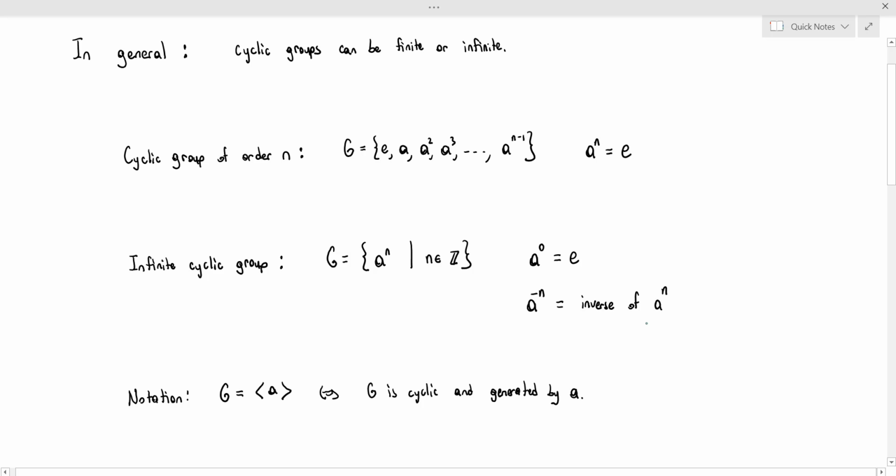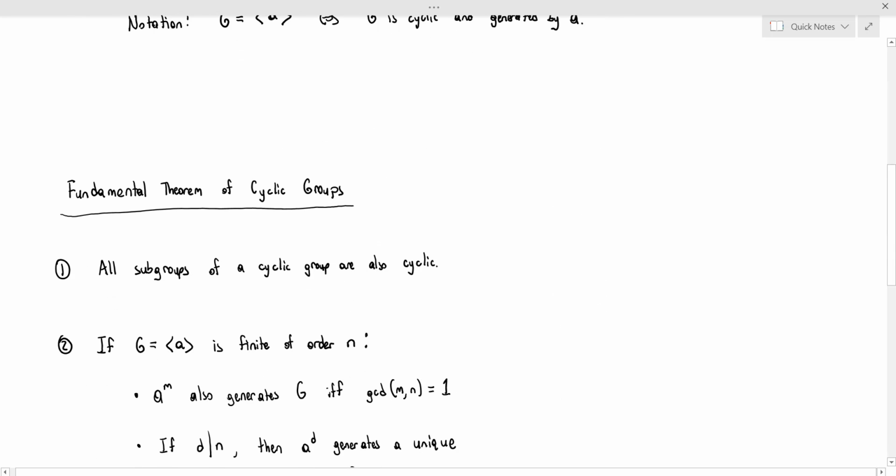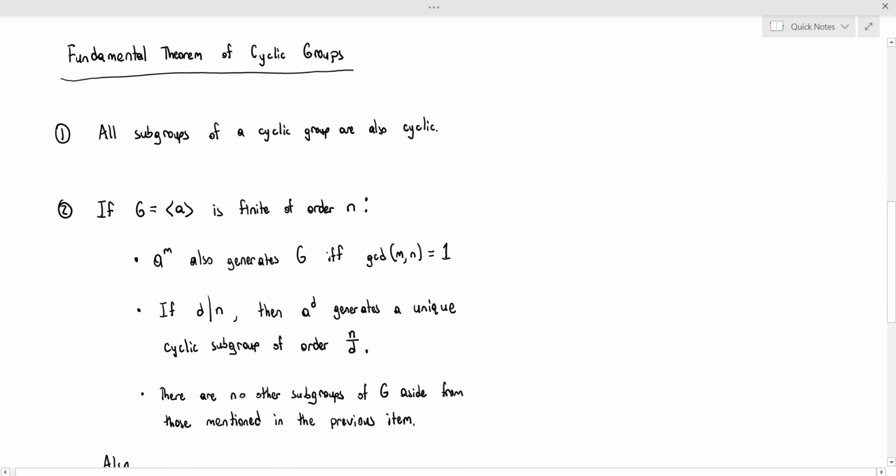Now, we have this notation for cyclic groups. So we write it as G equals, and then we have these triangular brackets, and A. So this notation is just saying that G is cyclic and generated by A, okay? All right. Now, because cyclic groups are generated by a single element, their structure happens to be quite simple. And we have what I think your textbook calls the fundamental theorem of cyclic groups.